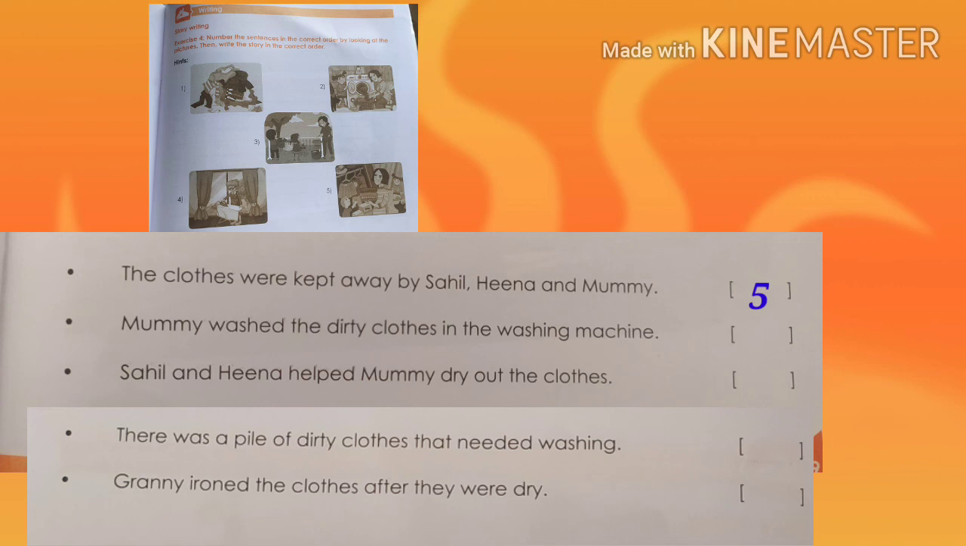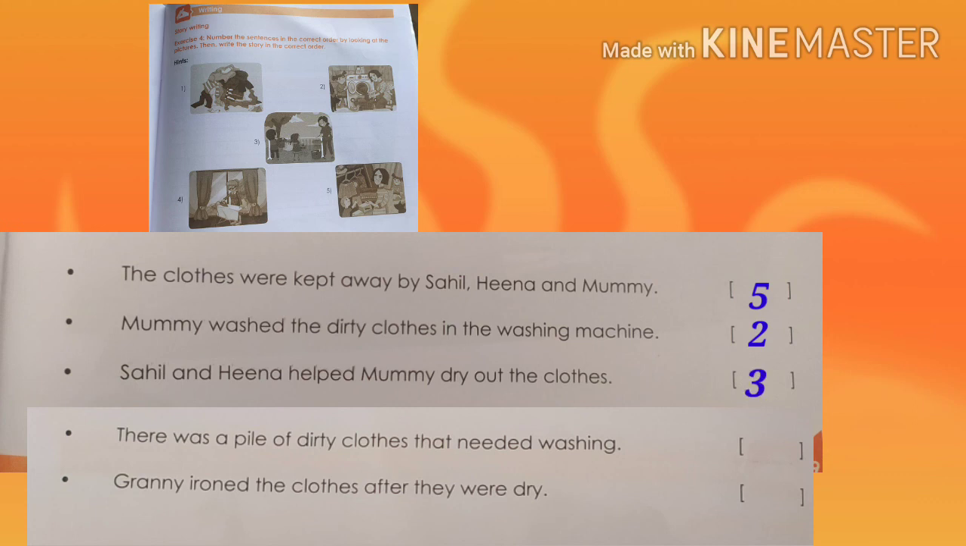Then the next sentence, Mummy washed the dirty clothes in the washing machine. So students, we can see the washing machine in the second picture. So we have to give the number 2 to this sentence. The next sentence is Sahil and Hina helped Mummy dry out the clothes. So students, we can see this in the third picture. So we have to give the number 3 to this sentence.